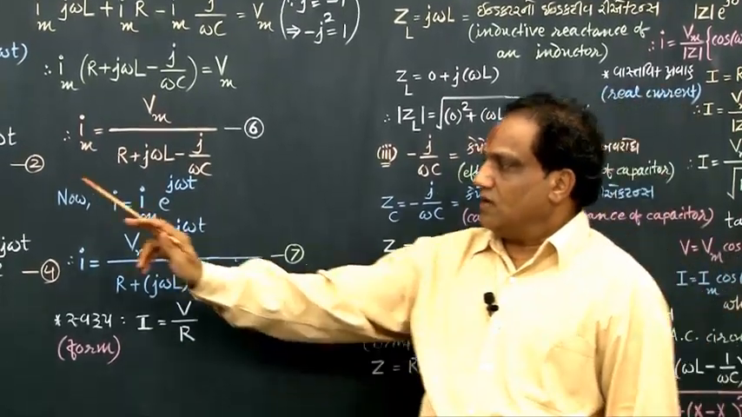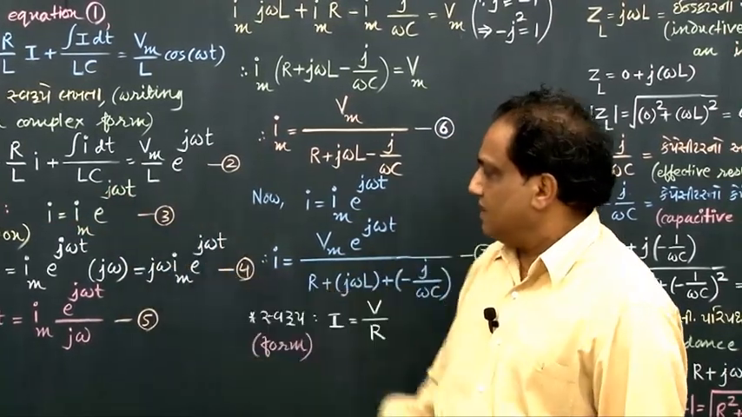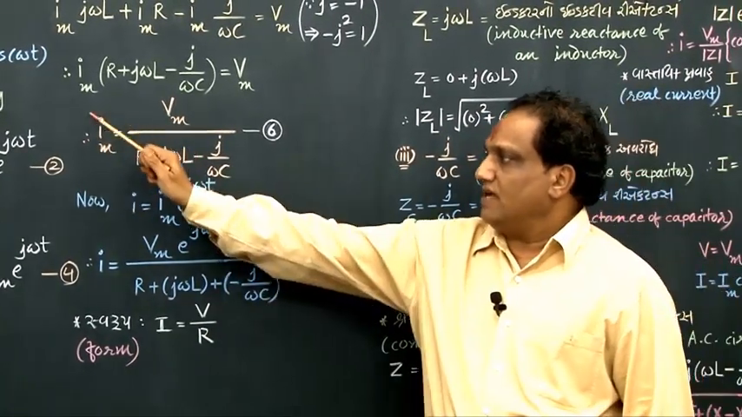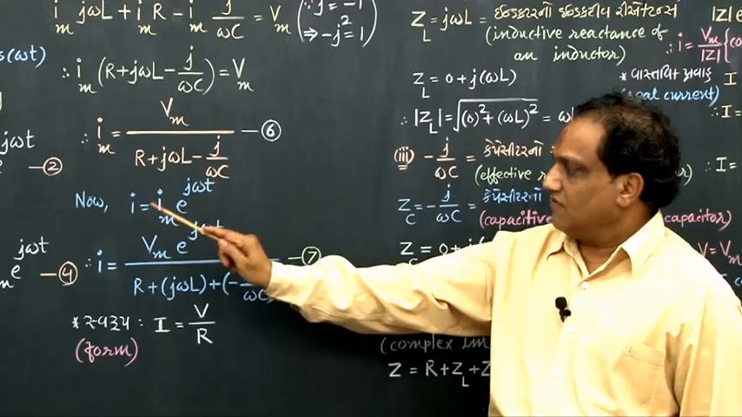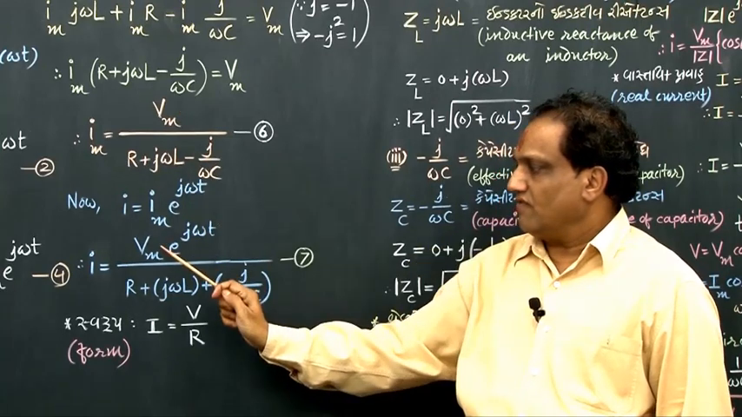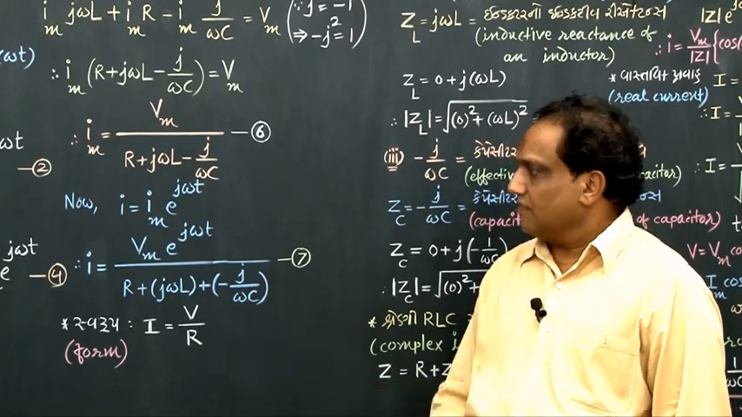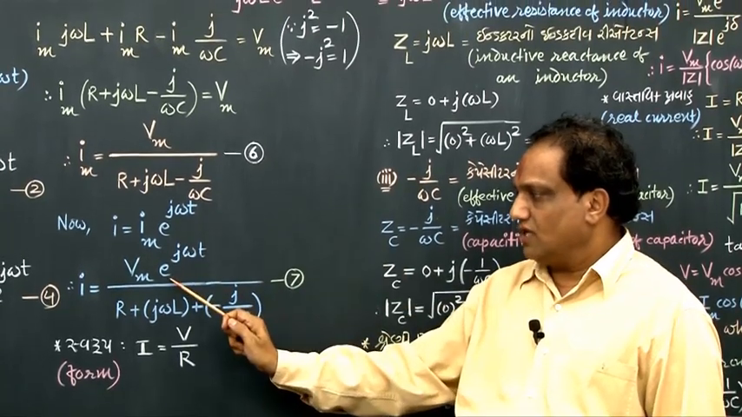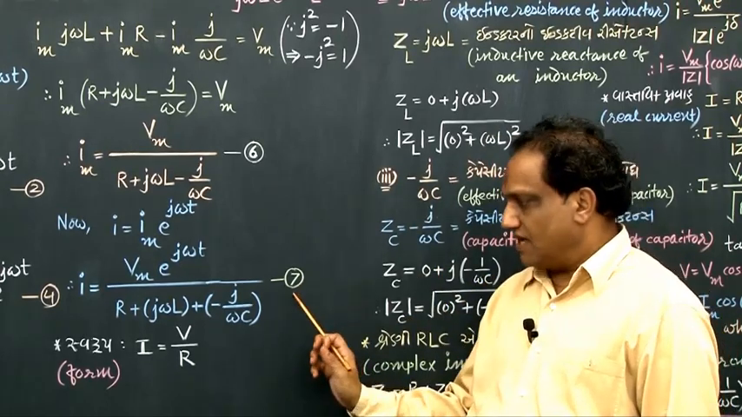Now again start with the same equation, I equals Im e raised to j omega t. Just put the value of Im, which is this much. In place of Im, I have written this whole part. You can verify: Vm upon R plus j omega L minus j upon omega C. Don't forget, this e raised to j omega t is there in multiplication in the numerator, so write it in the numerator. Got it? Give it equation number 7.